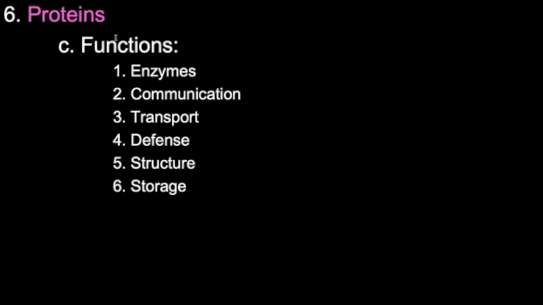So let's talk about those functions. And this is a basic list of the key functions of proteins. So all proteins do one of these things in general. And so the first one you'll see is what we call enzymes. So enzymes are a type of protein that are responsible for speeding up chemical reactions.